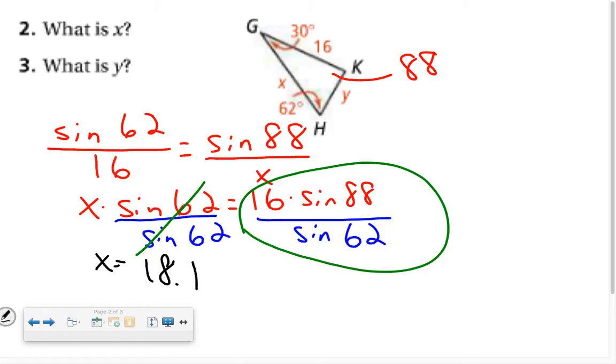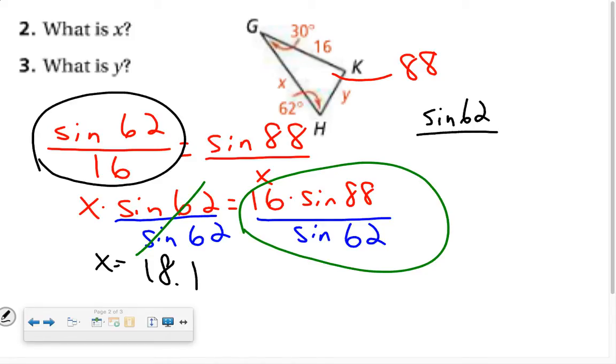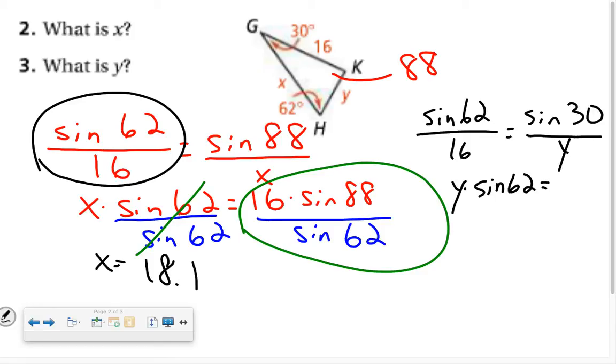And now we're going to do pretty much the same thing in order to solve for y. So I can recycle this ratio. So I'll have sine of 62 over 16 will equal the sine of 30 over y. Again, it's just a proportion, so you cross multiply to solve it. Y times the sine of 62 equals 16 times the sine of 30.